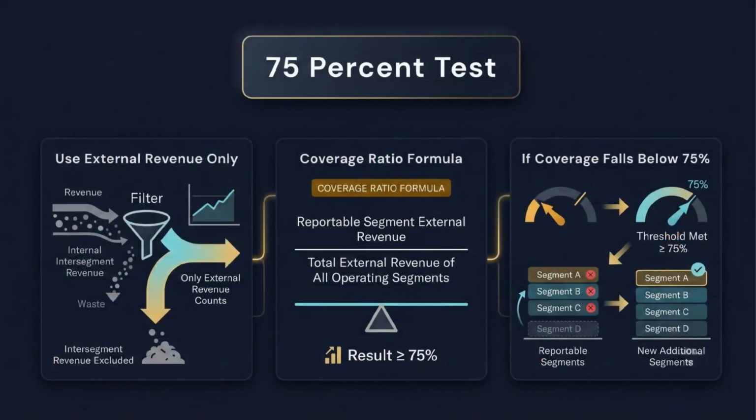After the 10% test, we still apply the 75% external revenue coverage test. This test uses external revenue only. The ratio is reportable segment external revenue divided by total external revenue of all operating segments. If the result is below 75%, management must add additional operating segments as reportable until the required coverage is reached. This test prevents too much of the entity's external revenue from being buried in the all other category.